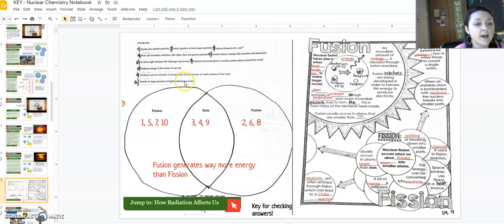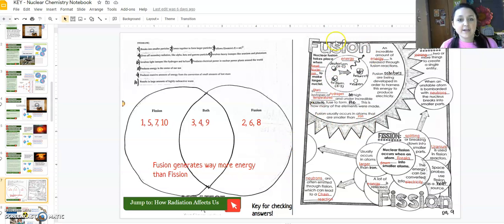And they result in highly reactive radioactive waste. This is our problem with nuclear energy. So that's going to go in fission. So fusion generates way more energy than fission, but we don't use that as much because we can't get the temperature so high. So here is your key for checking your answers.